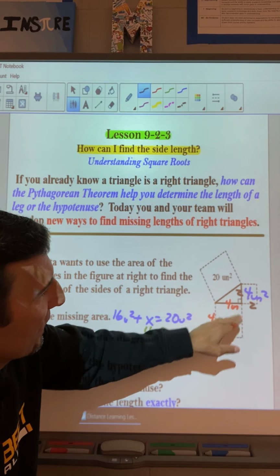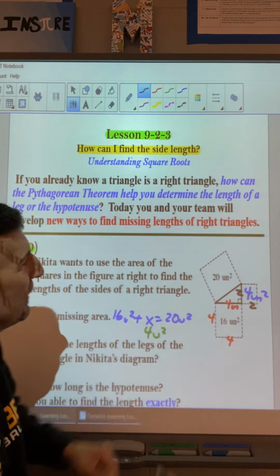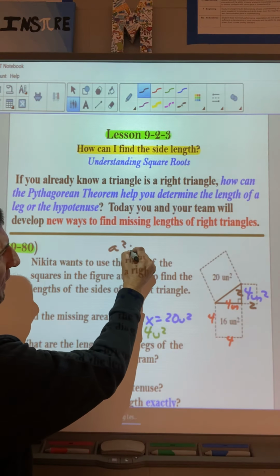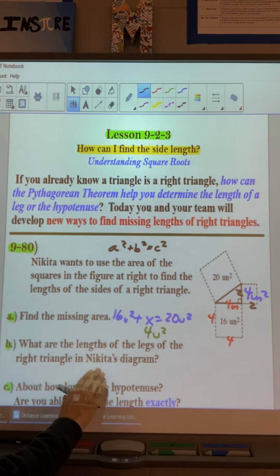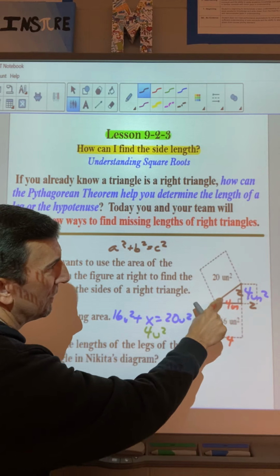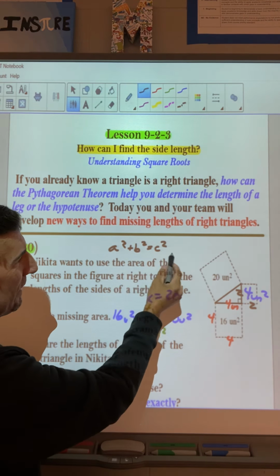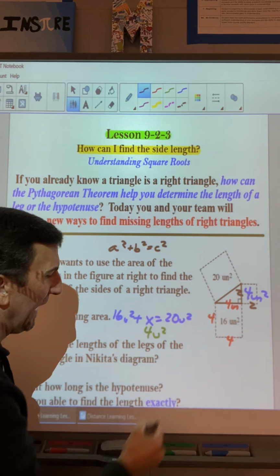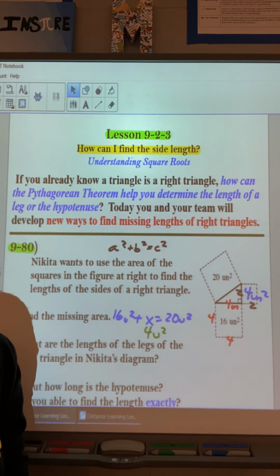4 times 4 is 16. 2 units here. 2 times 2 is 4. And then we should be able to use that. Remember, we have a squared plus b squared equals c squared. Now they didn't ask it for it, but if they wanted us to find the hypotenuse, all we would have to do is plug it in and do blank, blank, blank, and be able to get this side length. Okay, by using the Pythagorean theorem.